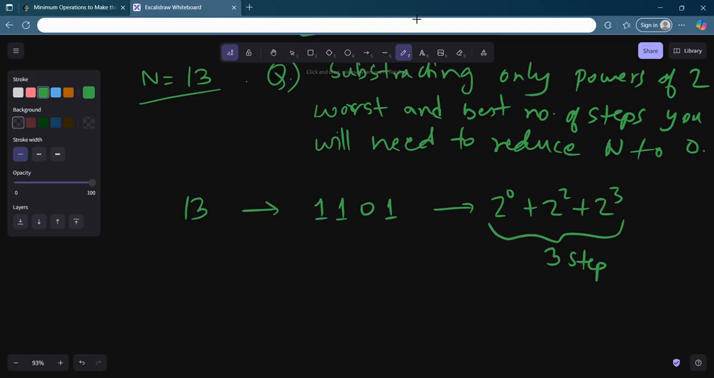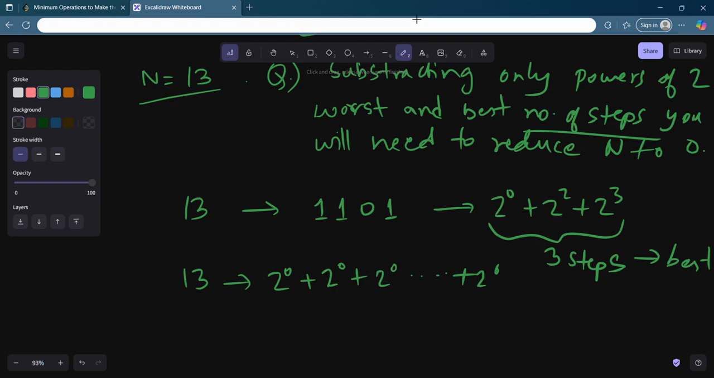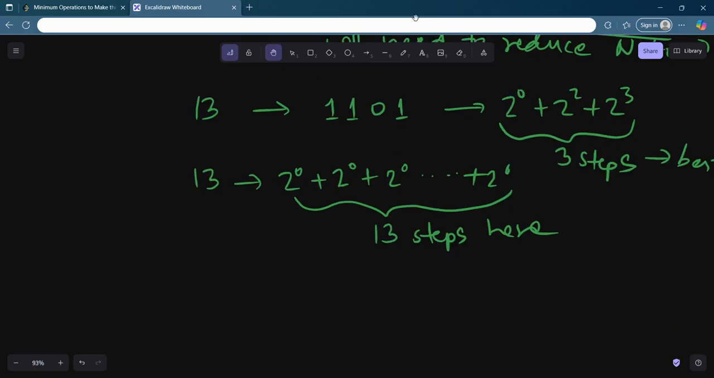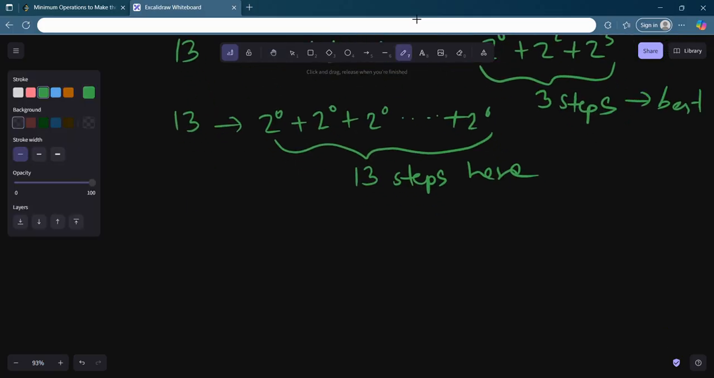So how many steps did you take? You took 3 steps. So this is the best number of steps. But what is the worst you can do? You can write this 13 as 2 to the power 0, and my wish, I will write again 2 to the power 0, again 2 to the power 0, till 13. I am asking for the worst case, right? So how many steps will you need here? You will need 13 steps here.